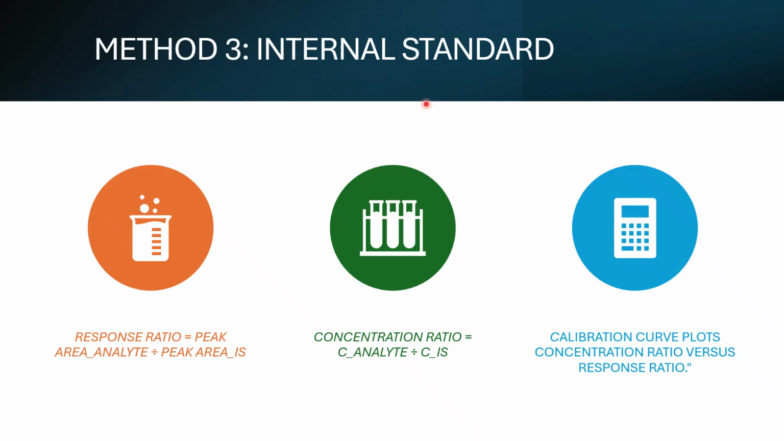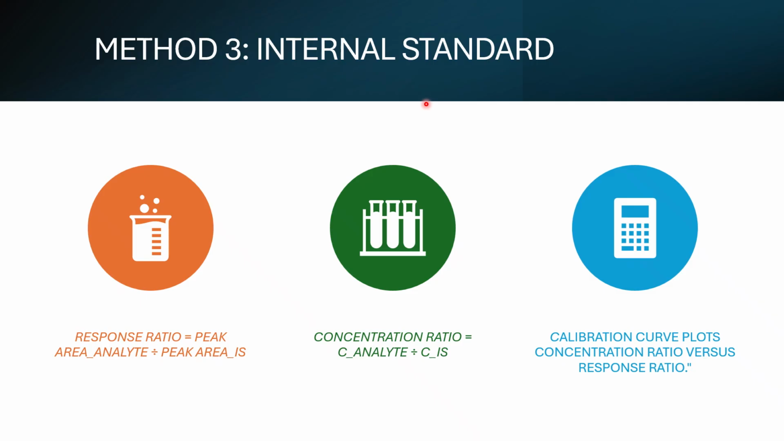Here's how it works. You select a compound, your internal standard, that's chemically similar to your target analyte, but it's naturally not present in your sample. Maybe it's a deuterated version, a structural isomer, or a similar compound that elutes close to your analyte on the chromatograph. You then add the exact same known amount of this IS to absolutely every vial, every calibration standard, every quality control, every unknown sample, no exceptions.